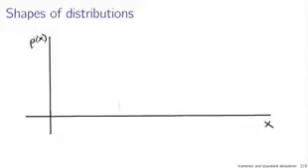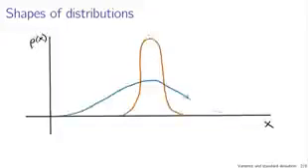Probability distributions come in lots of shapes and sizes. You can have probability distributions that look like this, probability distributions that look like this. You can even have probability distributions that look like this, or probability distributions that look like this.